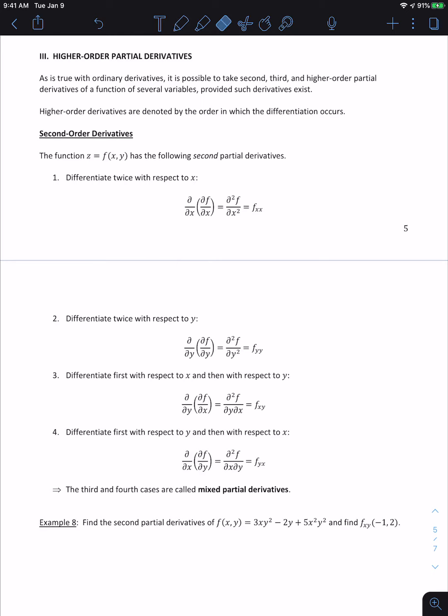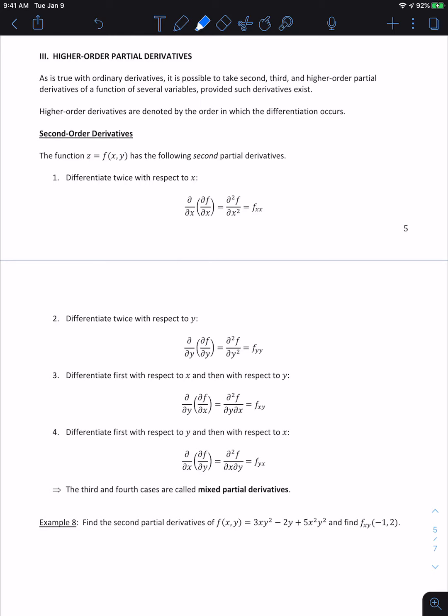Because I can take the derivative with respect to x first, and then I can take it with respect to x again, and that's what I have here in case 1. If I differentiate with respect to x twice, then I find the partial derivative with respect to x, and then I find the partial derivative with respect to x of that, and that would give me the second partial derivative. I denote that by this, or by f sub x, with two x's in the subscript.